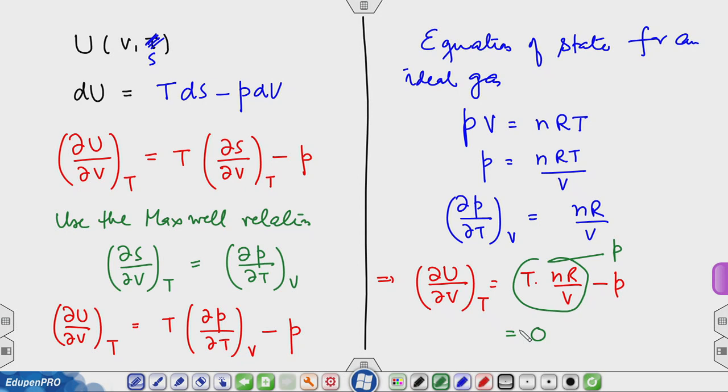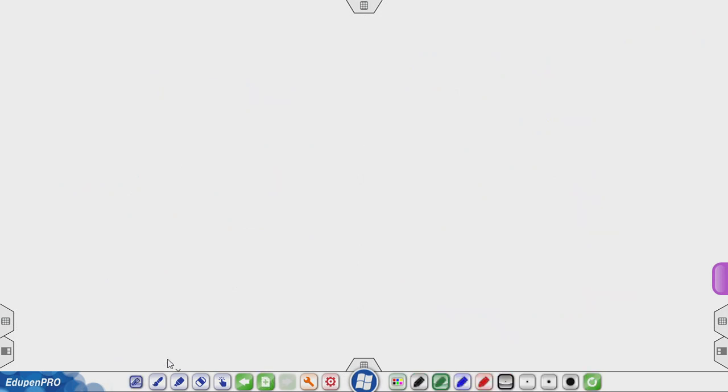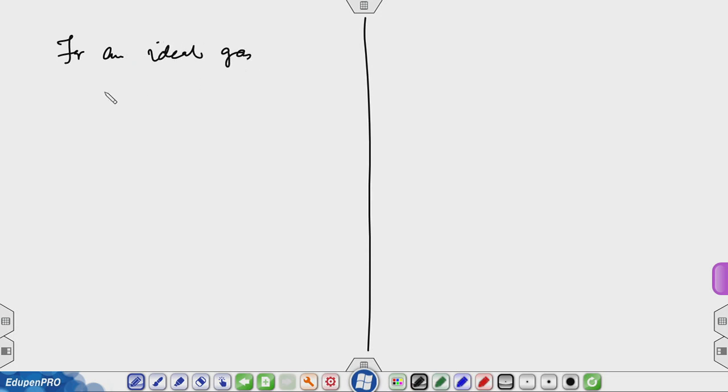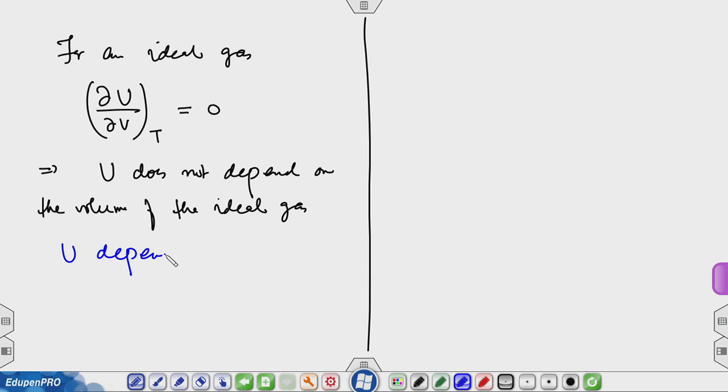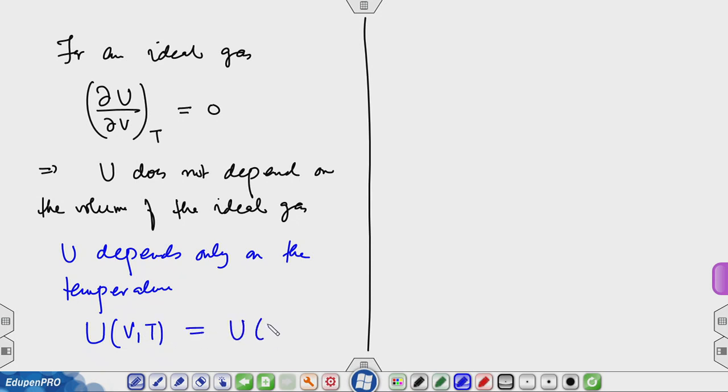So what we have shown using the equation of state for an ideal gas and one of the Maxwell relations is that for an ideal gas, the change in U, if I change its volume keeping T constant, is 0, and this implies U does not depend on the volume of the ideal gas, or U depends only on the temperature. So if I consider U as a function of V and T, it will be equal to U of T only.